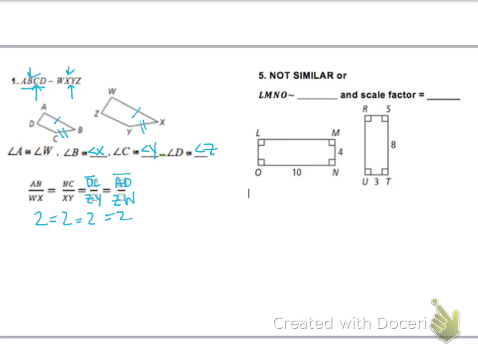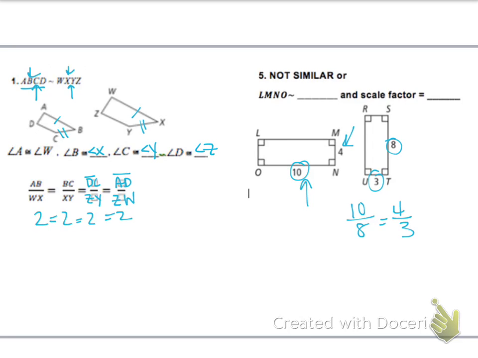Okay, so to do this, all of my angles match. They're the same figure. Now I got to check my sides. So I'm going to set up a proportion. 10 is going to match with 8 on my other one. I start with this one again. So 4 matching with 3.